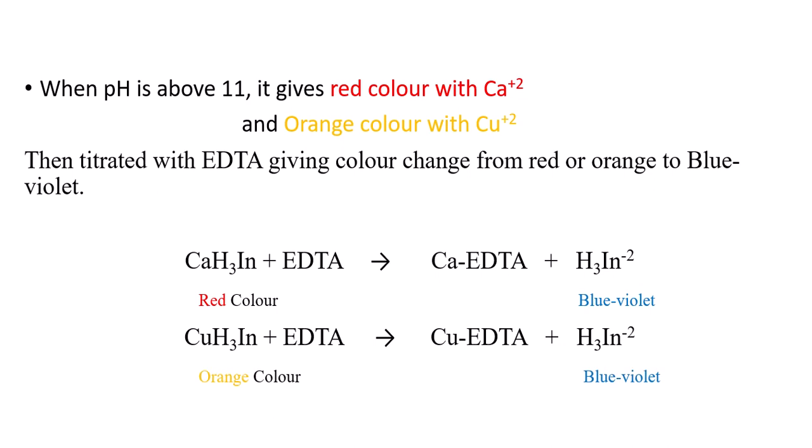So here we finish with the principle of metal ion indicator and the types of metal ion indicator that we use in complexometric titration. Thank you so much.